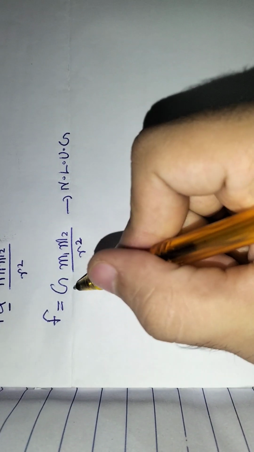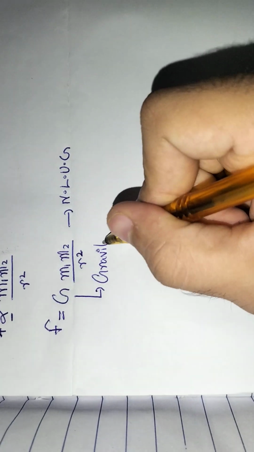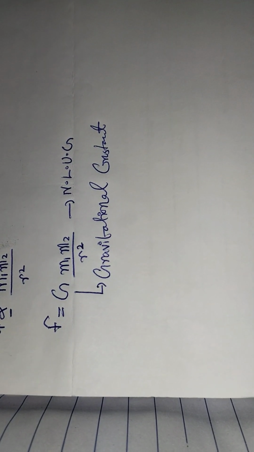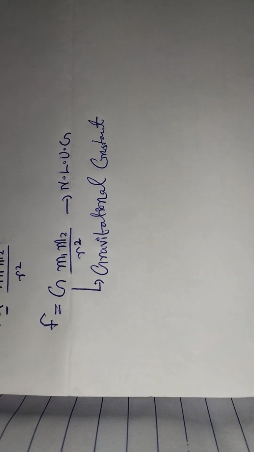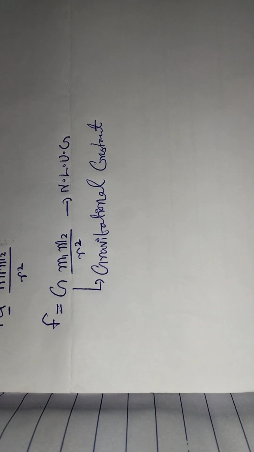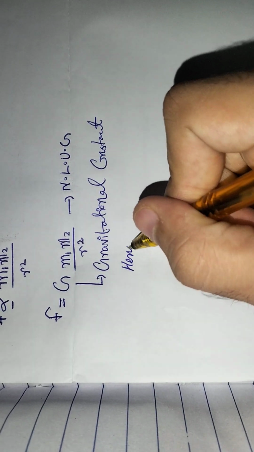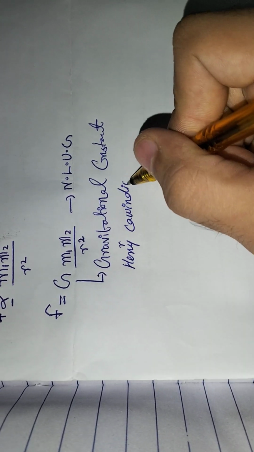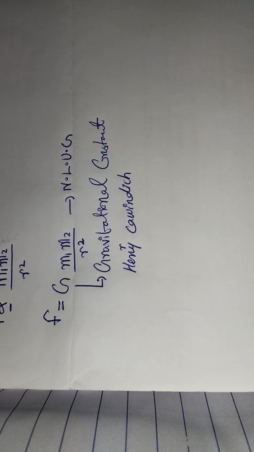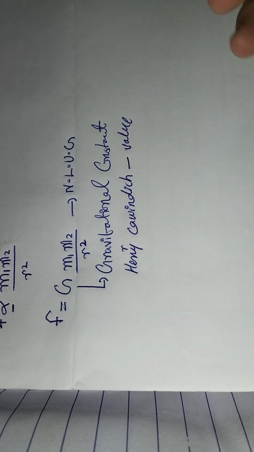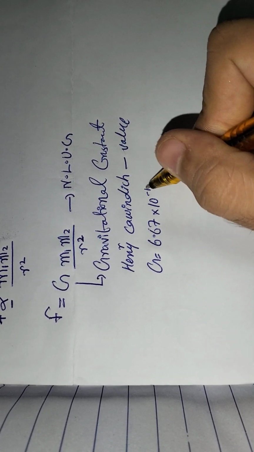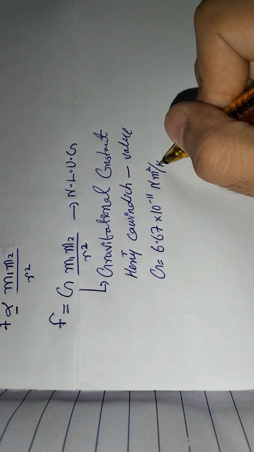If we want to take out the unit of the gravitational constant, this is the gravitational constant, and the value given to the gravitational constant is given by Henry, I think Cavendish, नाम उनका Cavendish है. The value is given by Henry Cavendish. Okay, and the value is G is equal to 6.67 into 10⁻¹¹ Newton meter square per kilogram square.